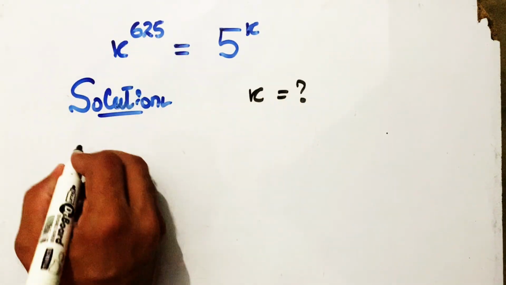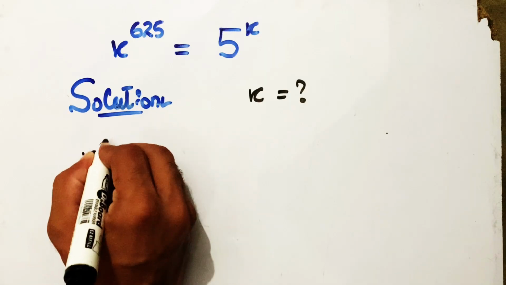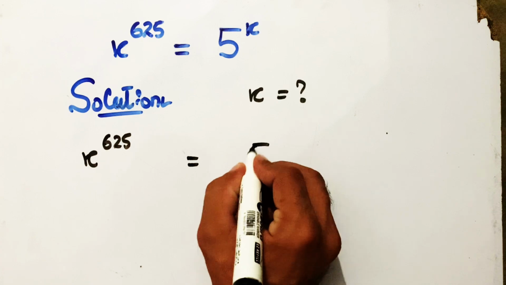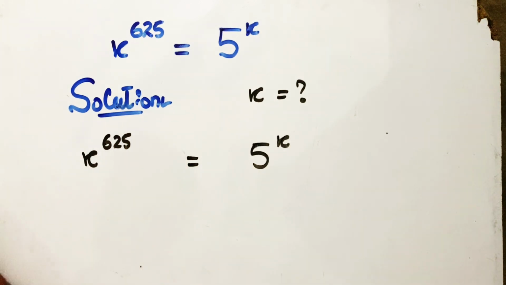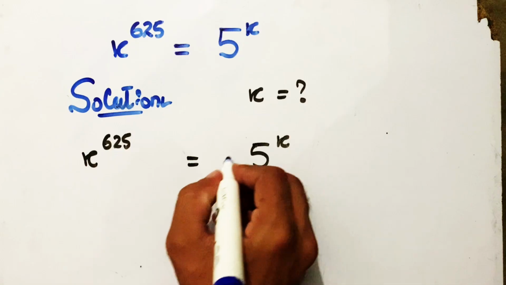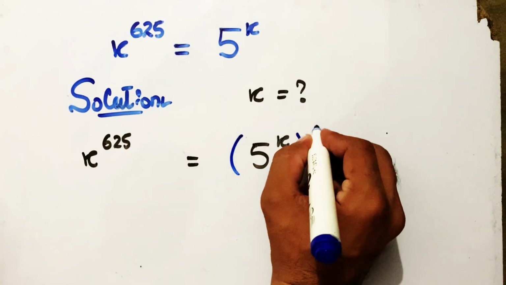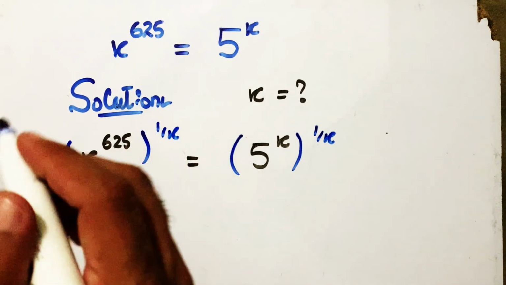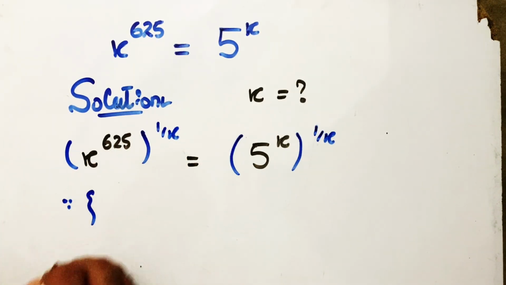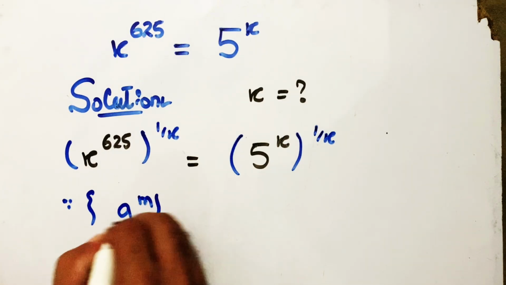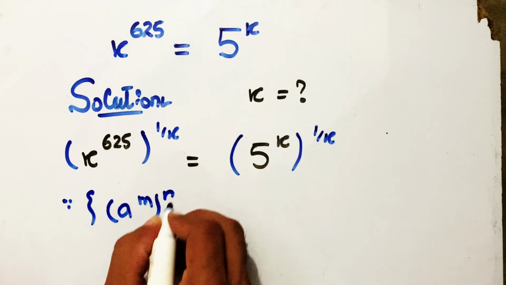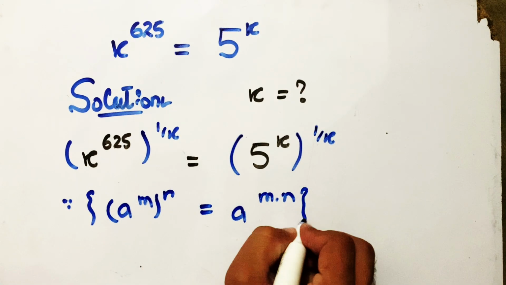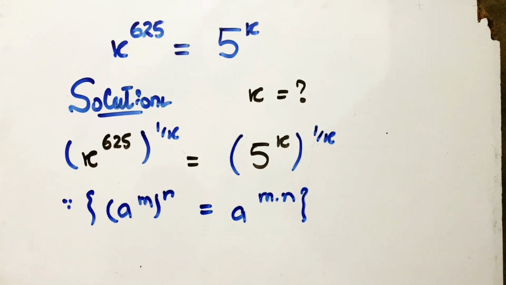As you saw, I wrote the equation x to the power of 625 equals 5 to the power of x. If I'm trying to cancel out this term, I take both sides to the power of 1 by x. So I am using the power of power rule. The power of power rule means if we have a to the power of m, to the power of n, the base is the same but the powers are multiplied.